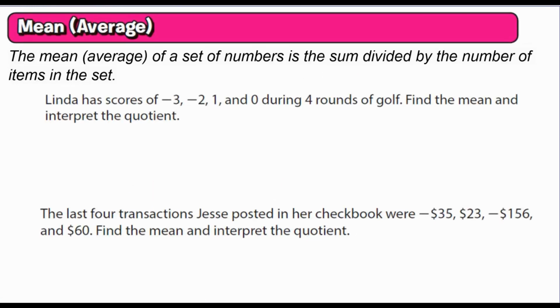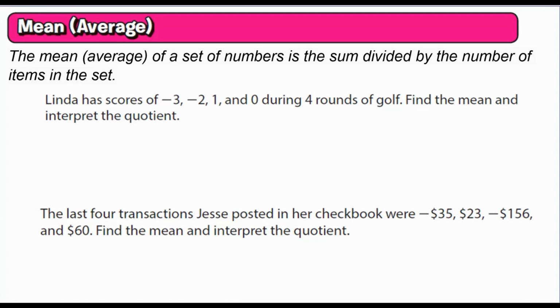And then we want to address, how do you find the mean or the average? Well, whenever you want to find the average of something, you're going to have to use division. That's why we talk about it here. So the mean or the average of a set of numbers is the sum divided by the number of items in the set. So you add all the numbers together and divide by how many numbers there are, and that's how we find an average.